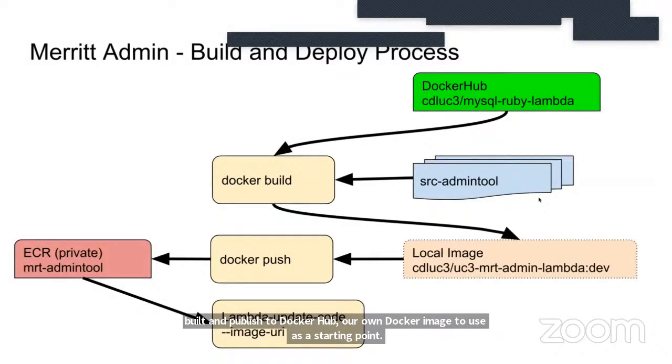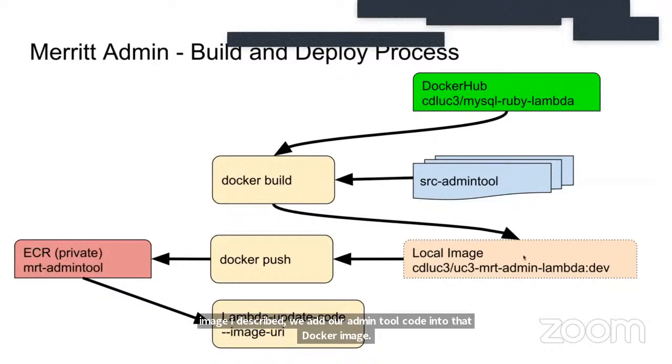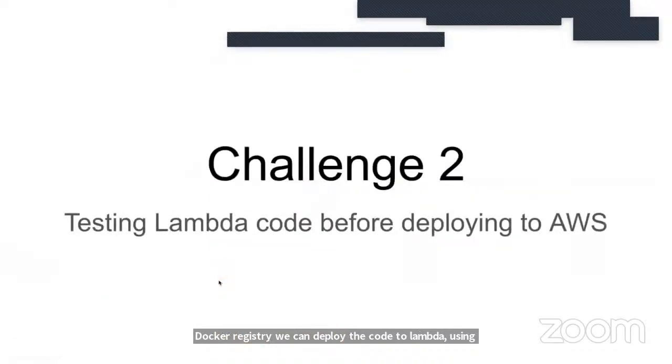Next, in the case of our admin tool, we take that base image I described, we add our admin tool code into that Docker image, we bundle that up, and then we're able to push that newly created Docker image to Amazon's Elastic Container Registry, their Docker registry. And from that Docker registry, we can deploy the code to Lambda using a URI to the code in the Elastic Container Registry.